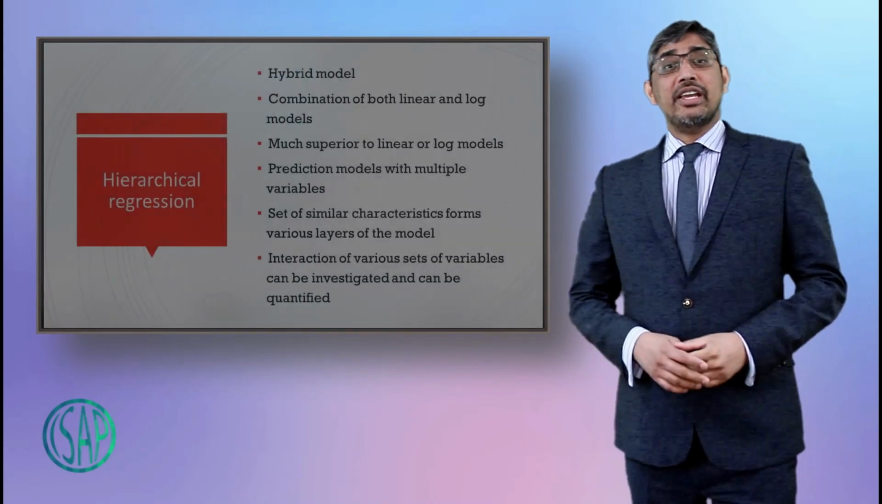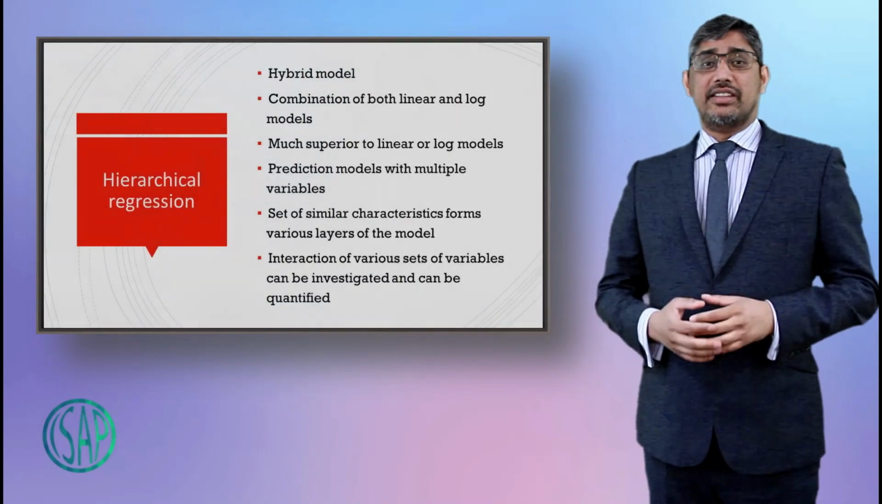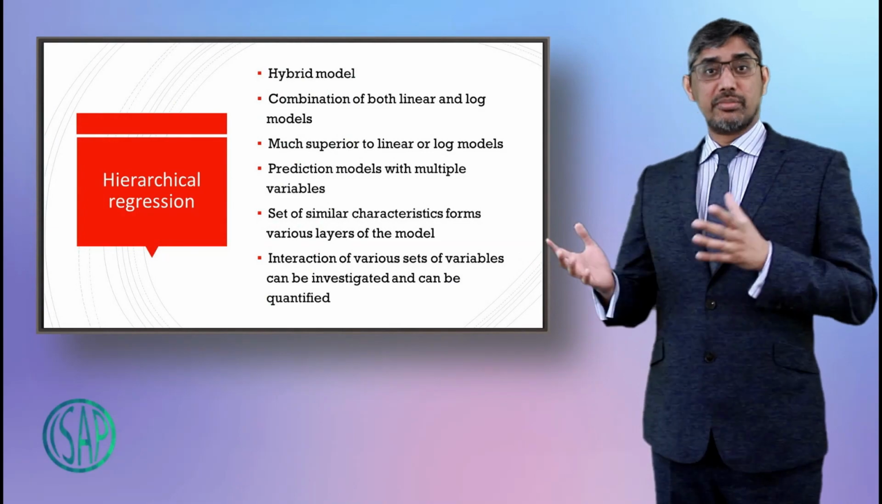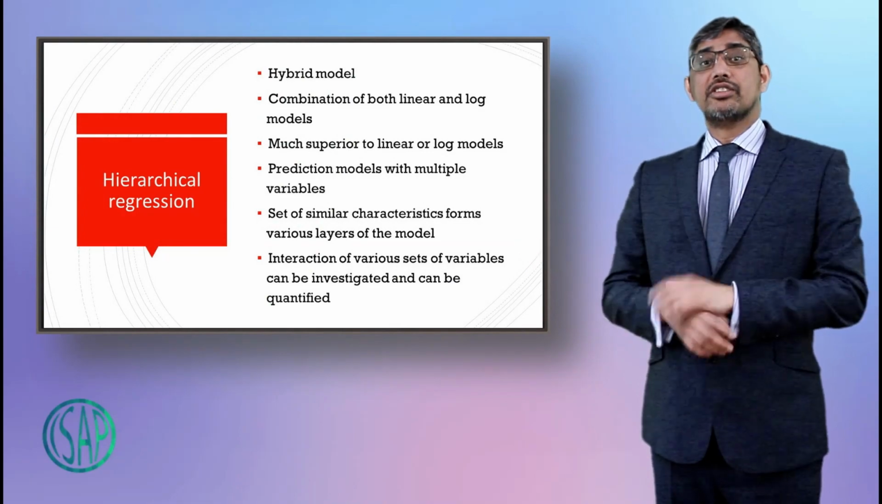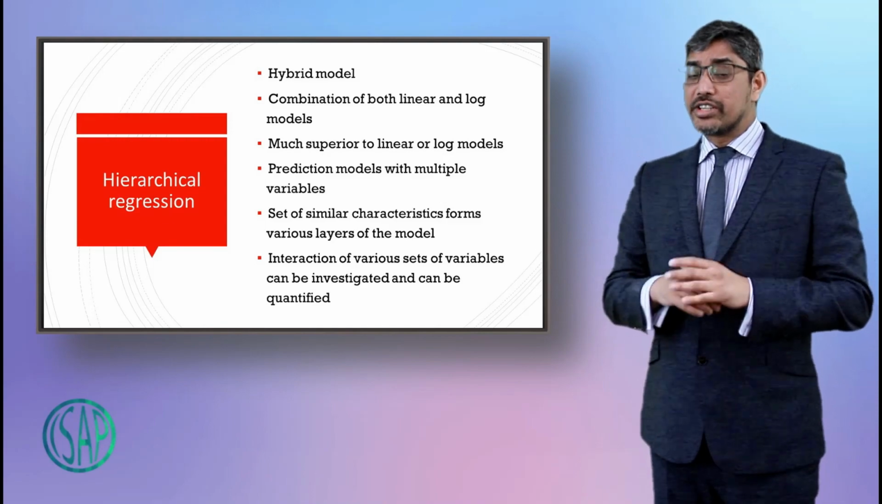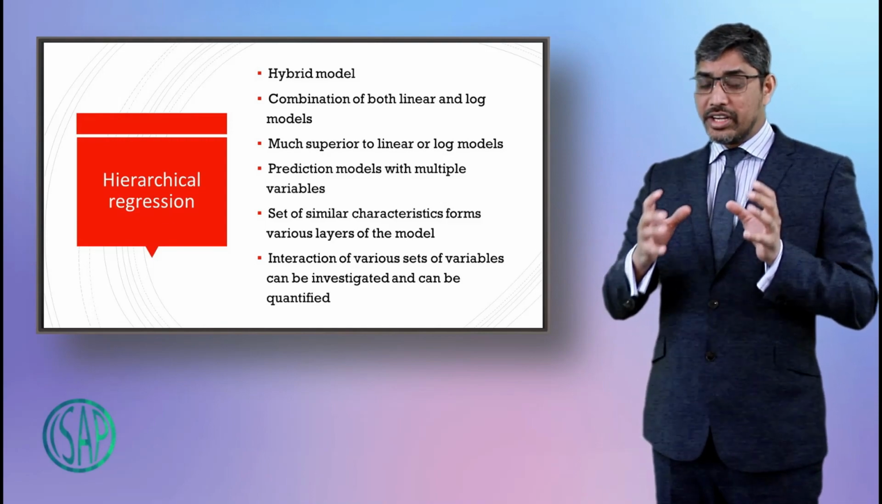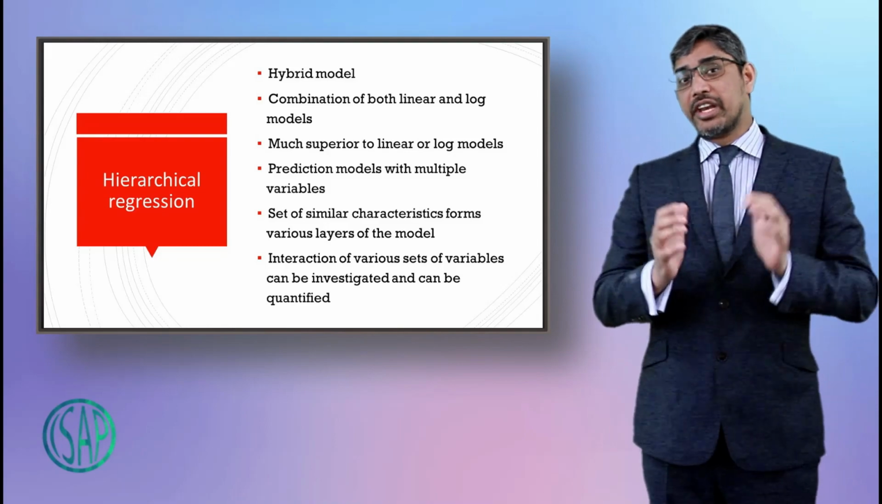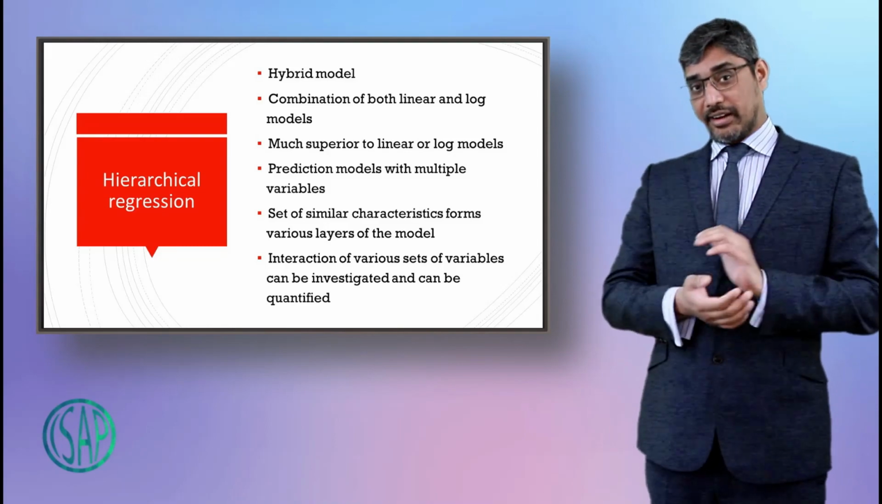Is hierarchical just a combination of linear and log, or is it something different altogether? That's a very good question, Sam. It appears mathematically that you're combining the metric data and categorical data, so you're using both log and linear models, right? But in real life, when you use hierarchical models, it's not simply a combination of categorical and metric variables. It's a combination of sets of variables which have similar characteristics.